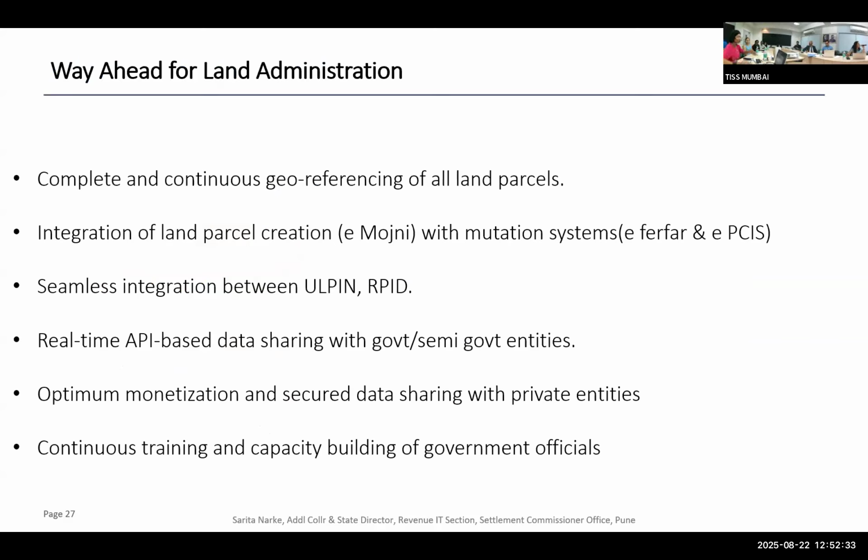Then we'll be integrating eMoSD with eFailPar and ePCIS. Then there will be seamless integration between Alpine and Revenue Property ID, which is as of now a big requirement. Then we will also do real-time API-based data sharing with government and semi-government entities, and we will also work on optimum monetization and secure data sharing with private entities so that it can be used for more good things and some ready-made things for people. And we will also work on continuous training and capacity building of government officials.